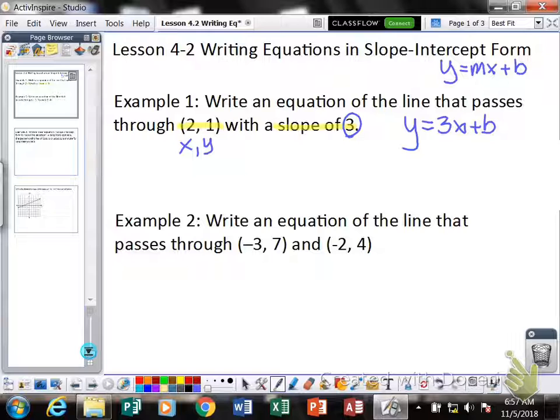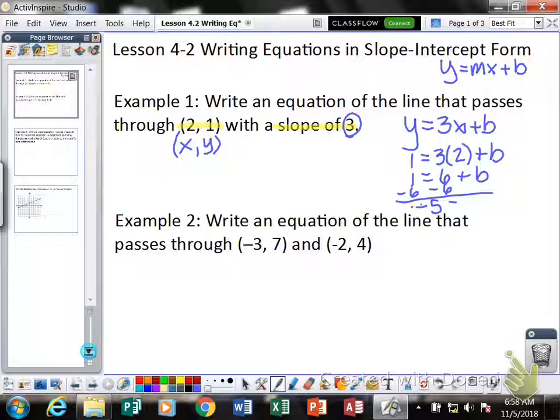We can easily find the b by substituting in our point x, y. Well, our x is 2 and our y is 1. So 1 equals 3 times 2 plus b. So now the only piece of information left to find is b. So 1 equals 6 plus b. Subtract 6, and you get negative 5 equals b. So now we found our b, and our b is negative 5. So then we come back and we rewrite our final equation, because this is the right equation. So y equals 3x minus 5.